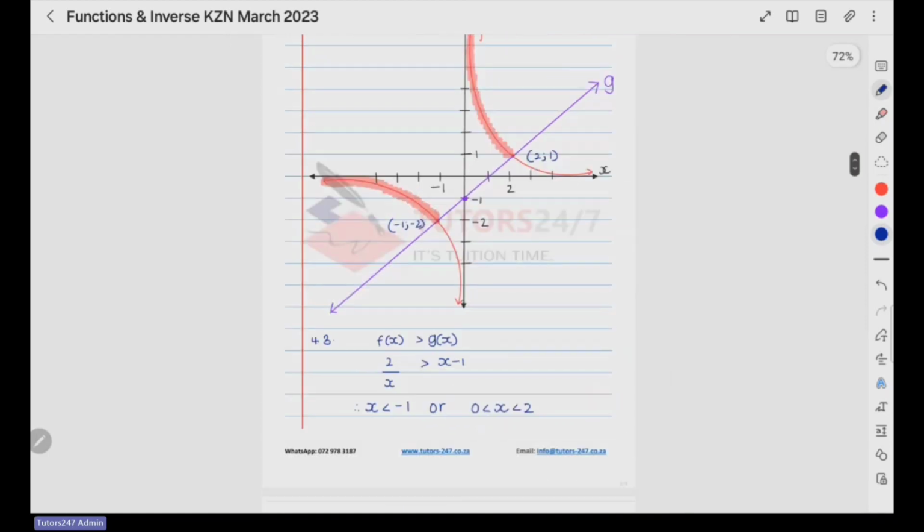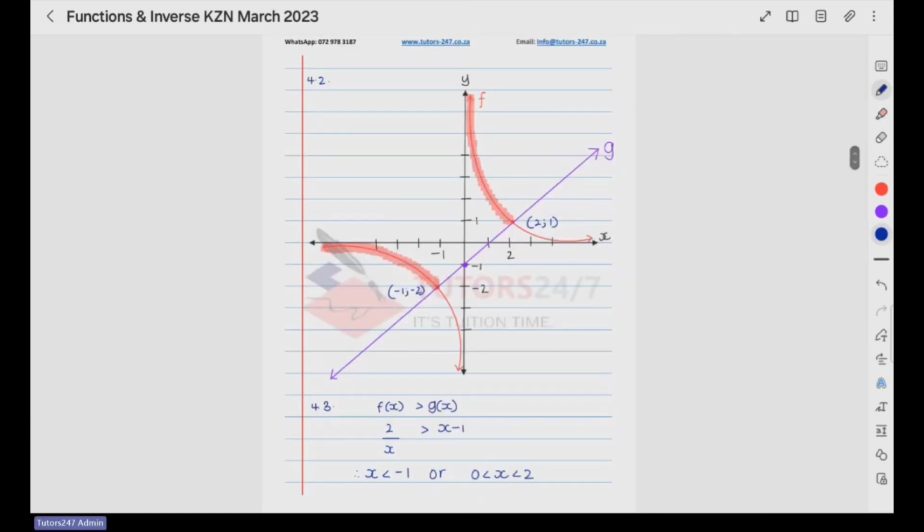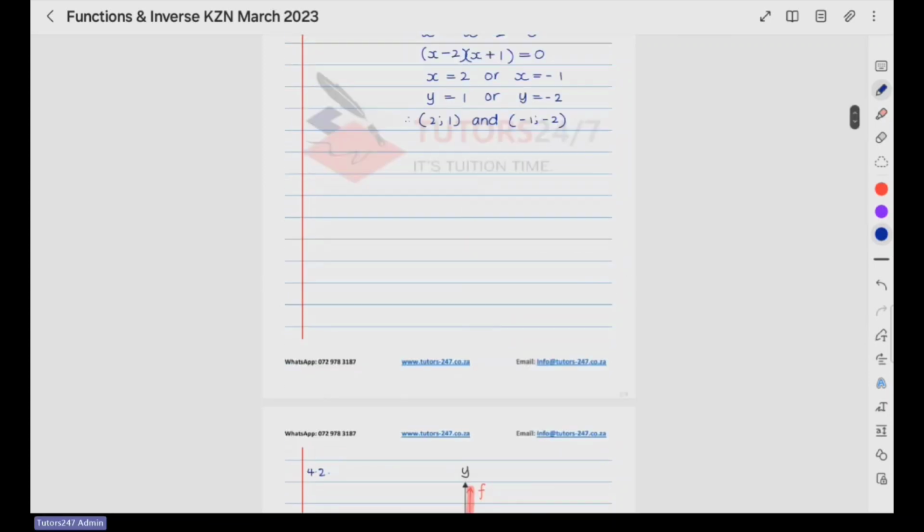So the red function is above the purple function for all the values less than -1 or between 0 and 2. Now let's have a look at our next question.